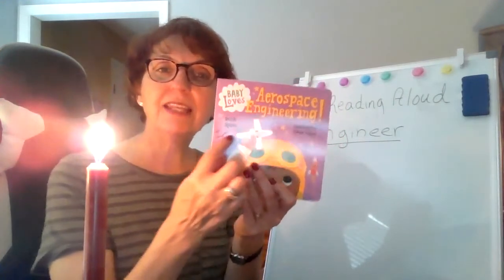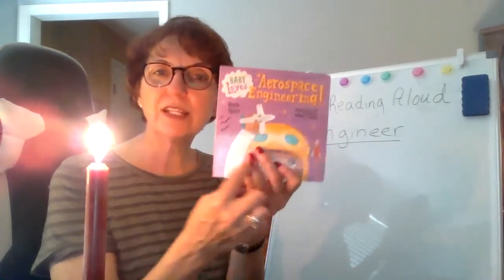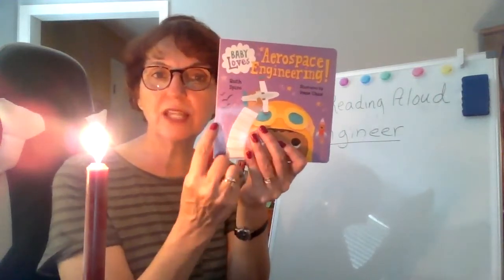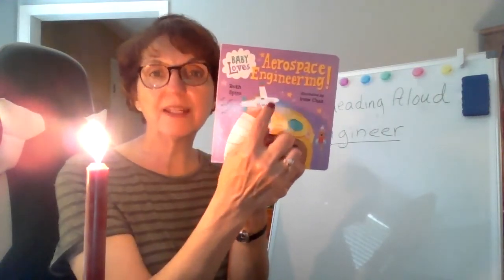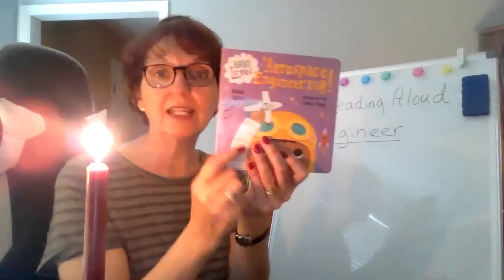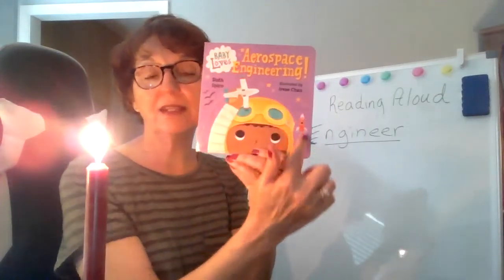Turn to your partner and each of you say what you think an aerospace engineer is, and where did you get that clue? Lots of times they're going to pick up on airplane. It must be an airplane, or the pilot's hat, right? Or the rocket ship that you see here, right?